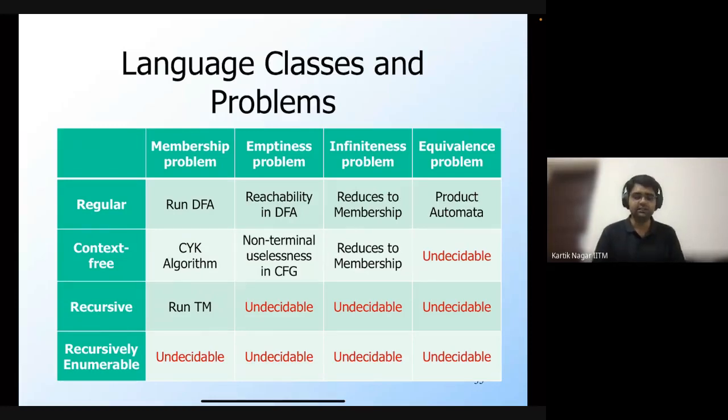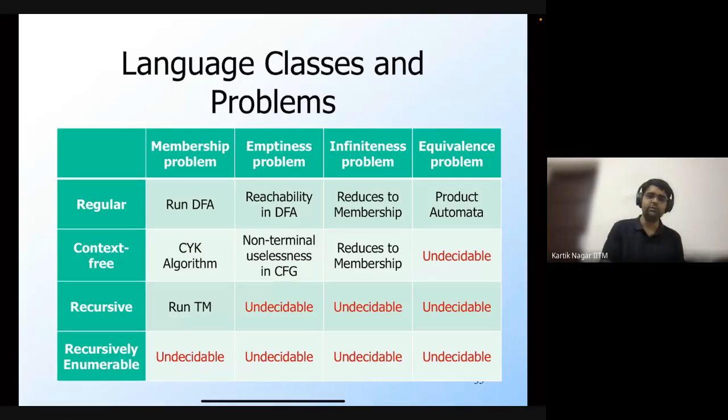And we have looked at some general problems, or some important problems, for languages which belong to the class. These are the membership problem, where you ask whether or not some string belongs to the language. If the language is regular, context-free, recursive, or recursively enumerable, you ask whether or not some string belongs to the language.